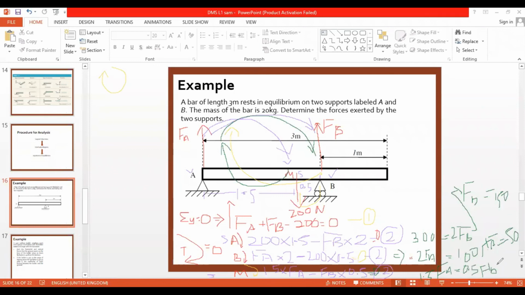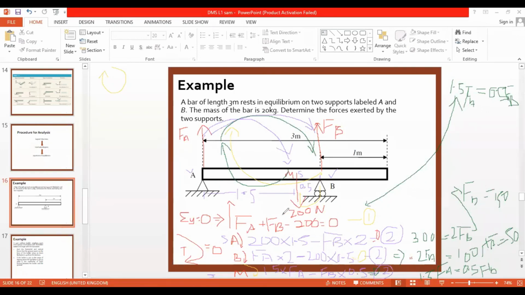For this equation, 1.5 FA is equal to 0.5 FB, you can simplify it down, so you will get 3 FA is equal to FB, but you can't get an answer from it alone. But it doesn't mean you can't get the answer. This equation and that equation you need to combine in order to get the answer, so you need to write one more step. But here, you readily got the answer: FB is equal to 150 or FA is equal to 50.